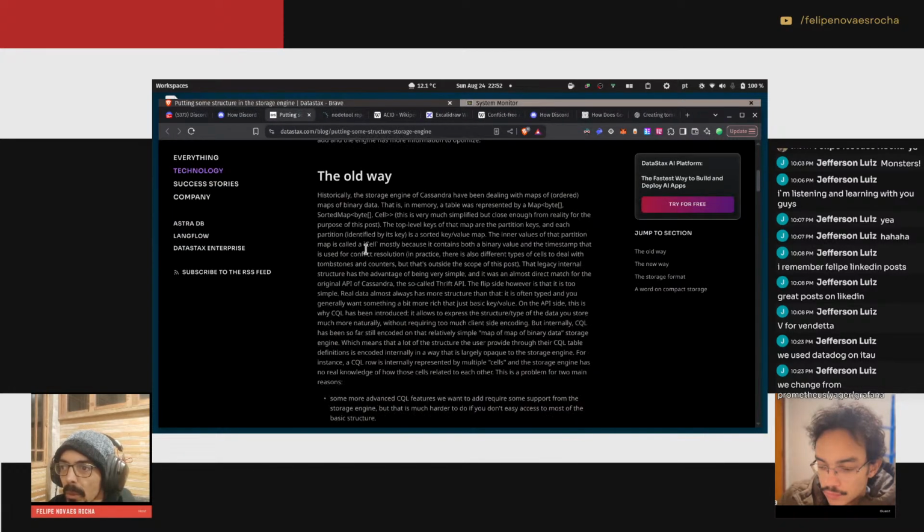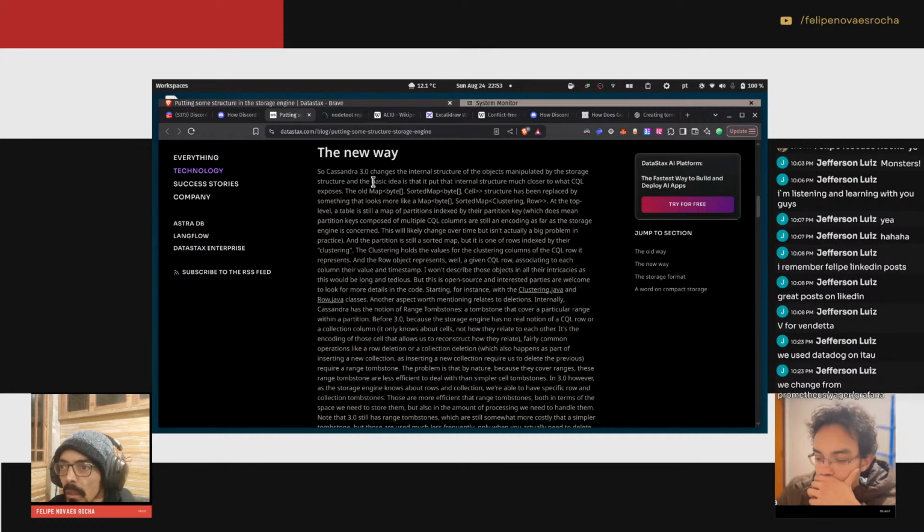Okay. So the old way, they said they're using a sorted map. A map is like a hash map in Java, key value. The old way is a map with a sorted map inside. So that's a hash map without order, and that's a hash map with order. It has been replaced by something like more bytes, and now they have a clustering in row. So here was a cell and bytes, like it could be a blob, and here it's now clustering.